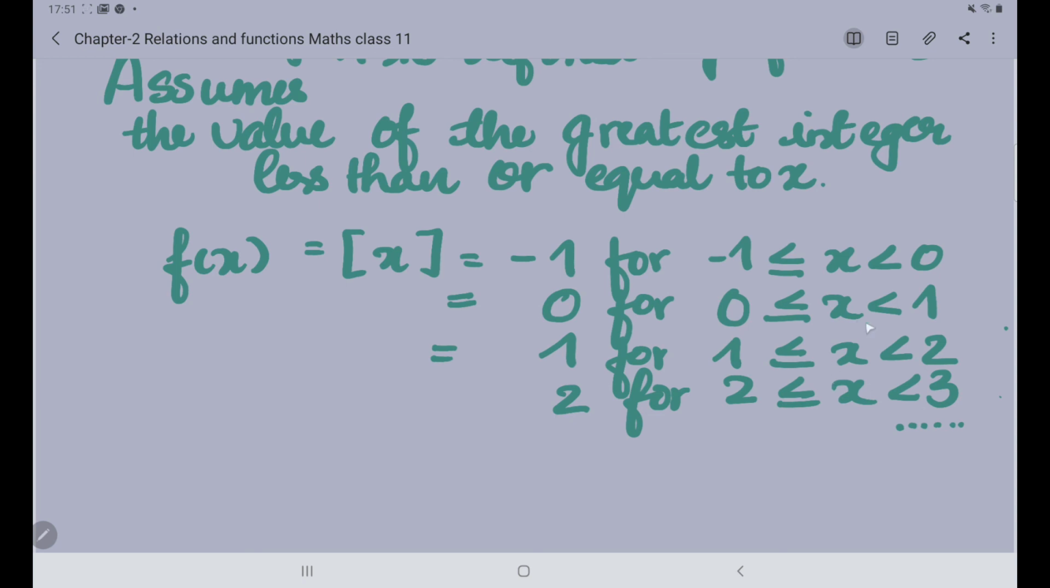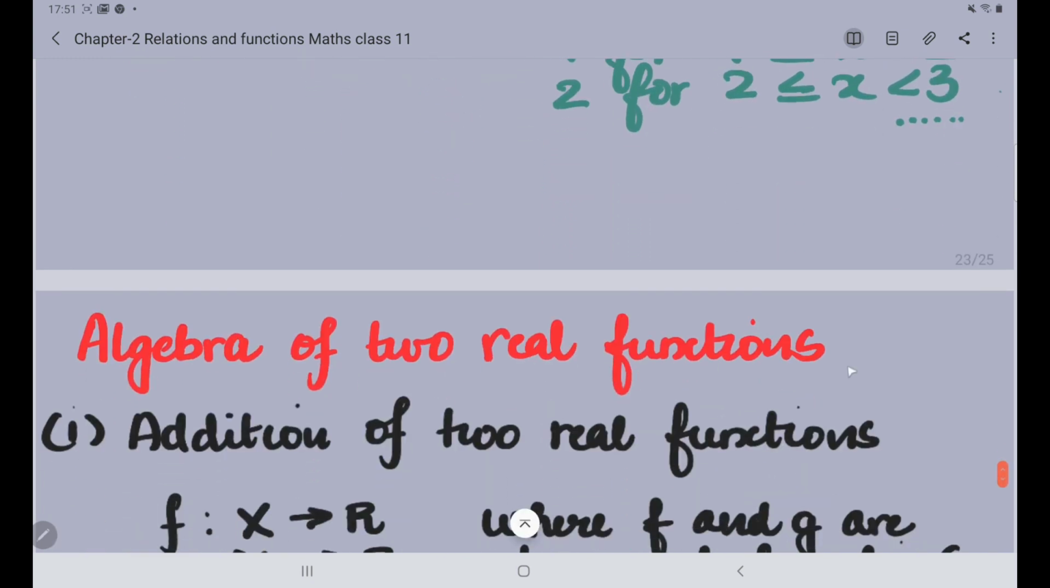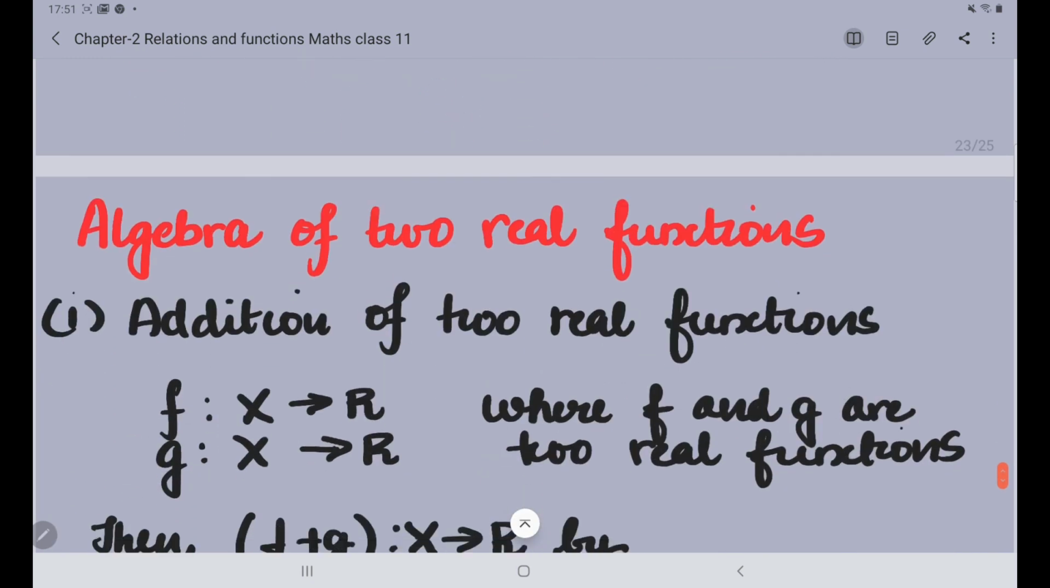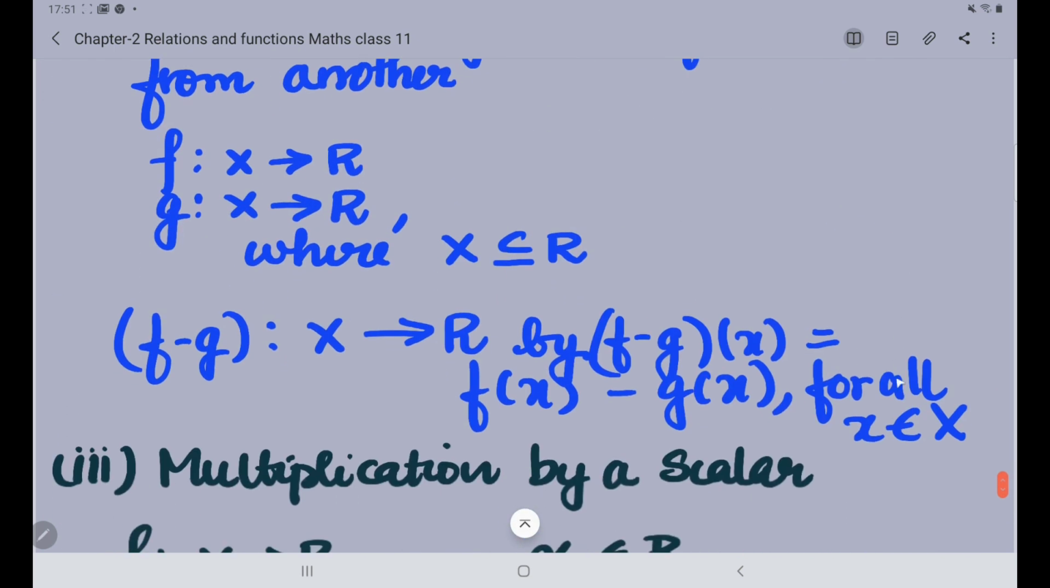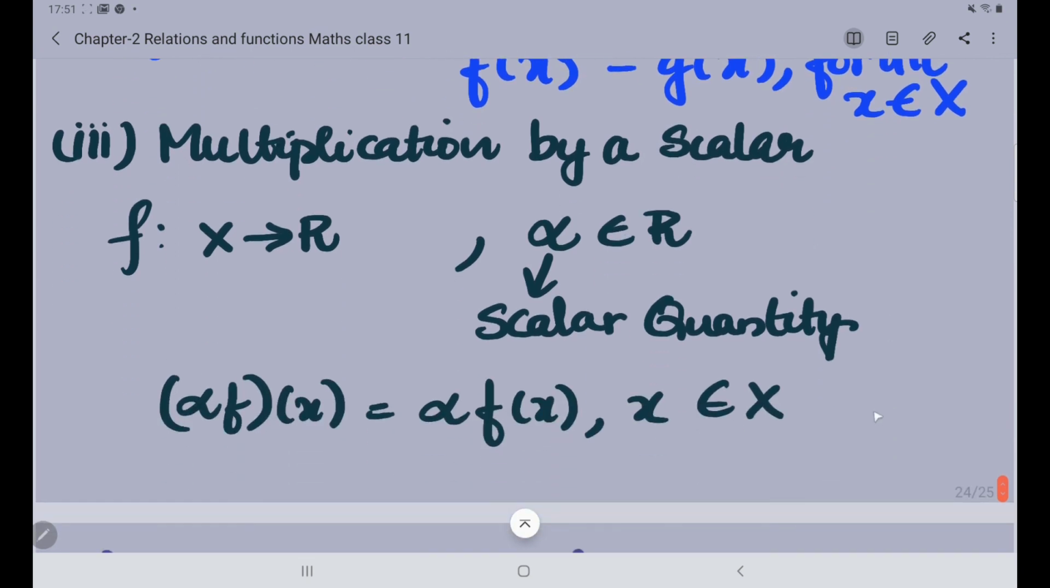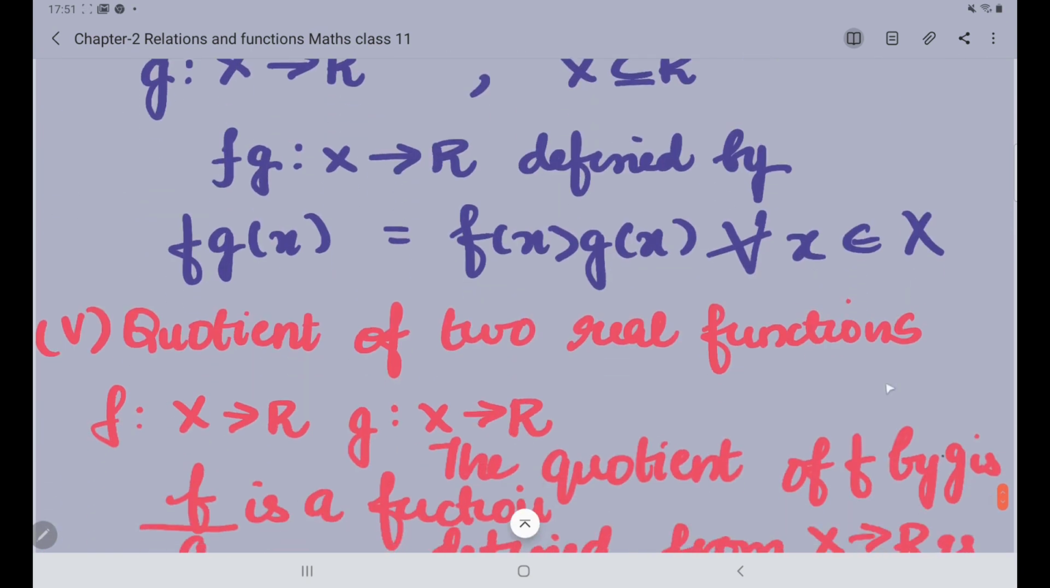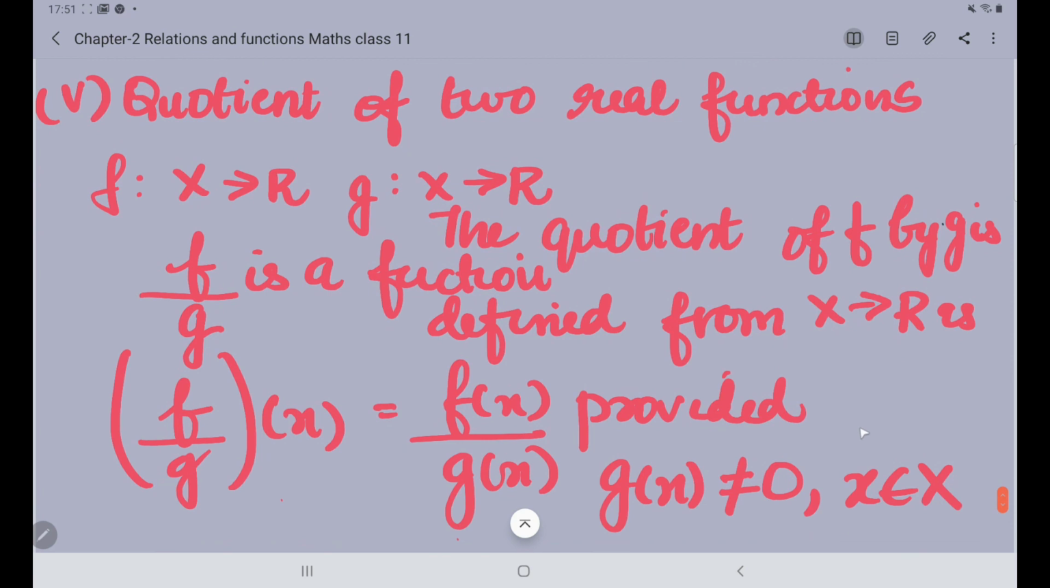I hope it's clear. So this is all about the functions you have to learn in the chapter relations and functions. And in my next video, I'm planning to take up the algebra of real functions, where we learn the theoretical explanation for addition of two real functions, subtraction of a real function, multiplication by a scalar, multiplication of two real functions, and at the end the quotient of two real functions.